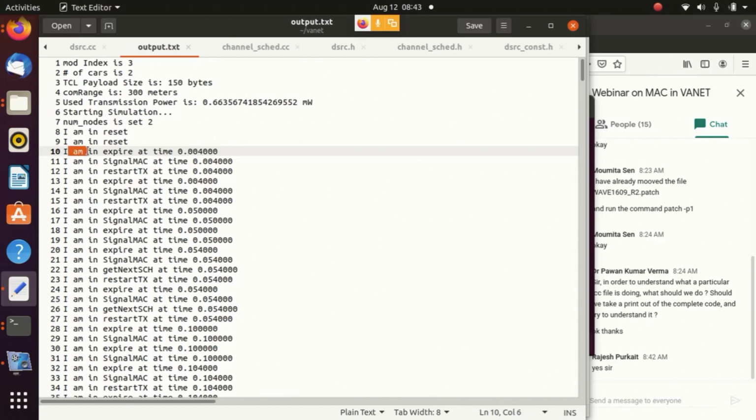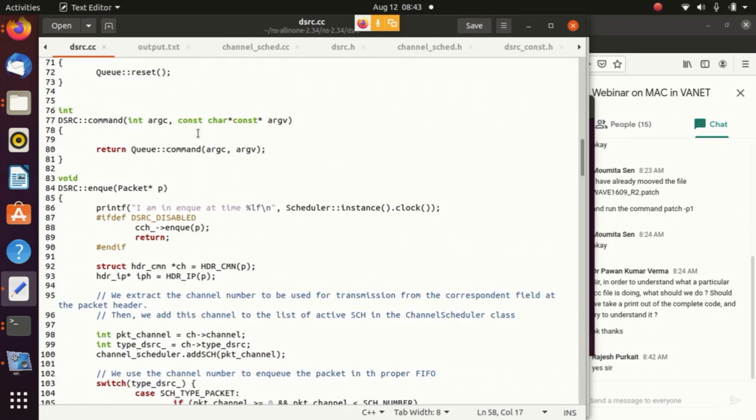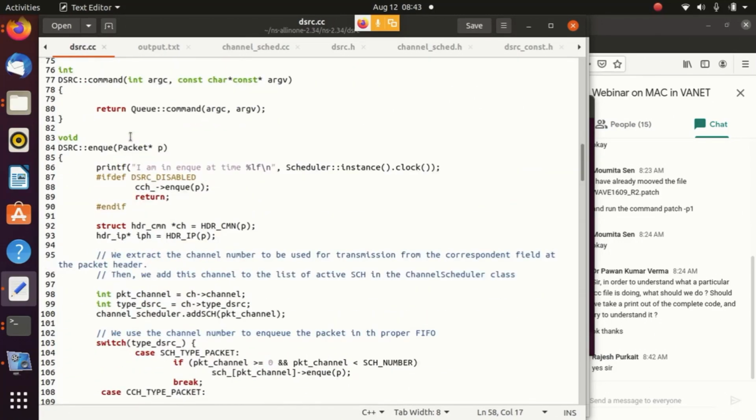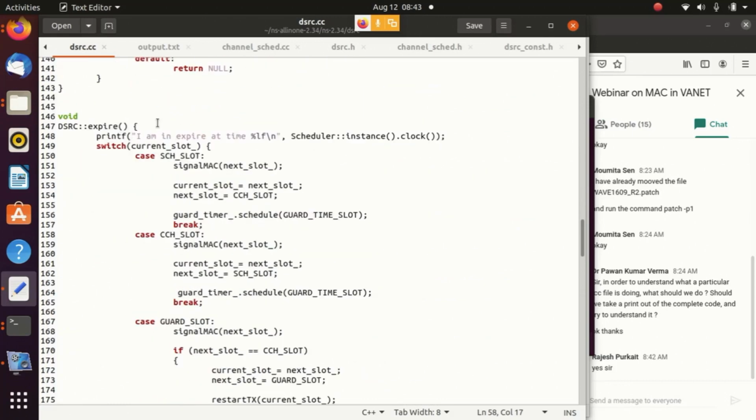So what is written, "I am in expire at time 0.004," means 4 milliseconds. So the expire function we will have to search. For your simplicity, I will tell you it is in dsrc.cc. Where is the expire function? Here. Okay. Now we have entered into the multi-channel process. And the difficulty level will increase obviously, as I have already told you, but don't worry about it.